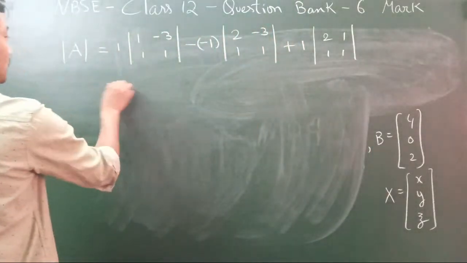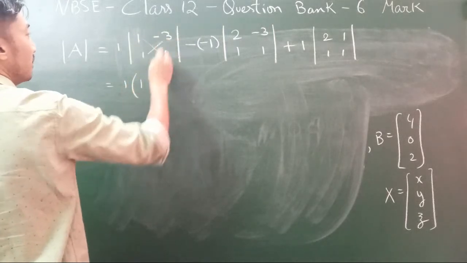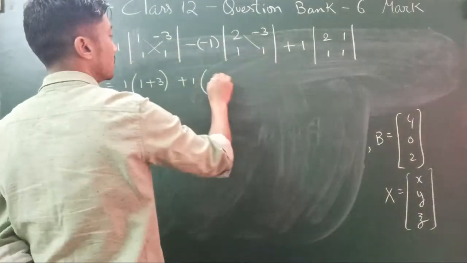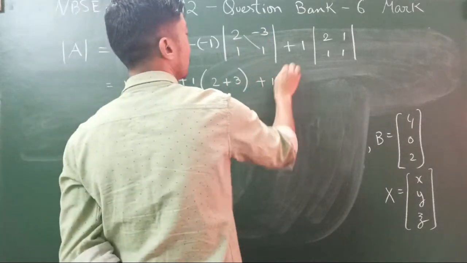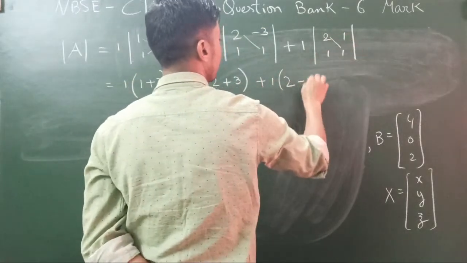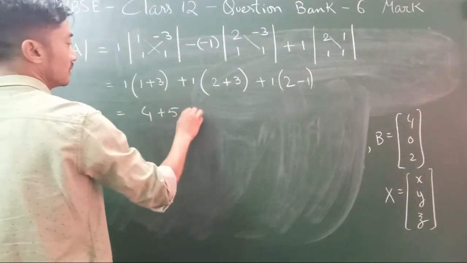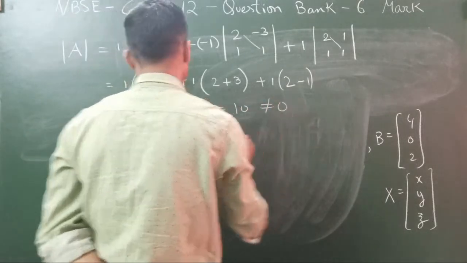So that's going to be 1 into 1 ones are 1 minus 3 plus 3 minus plus 1. 2 ones are 2 minus 3 ones are 3 plus 3 plus 1 into 2 ones are 2 minus 1. So this value will be 4 plus 5 plus 1. So this is how much? 10. That is not equal to 0.